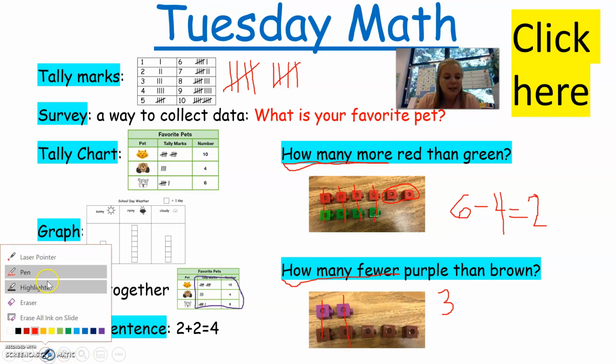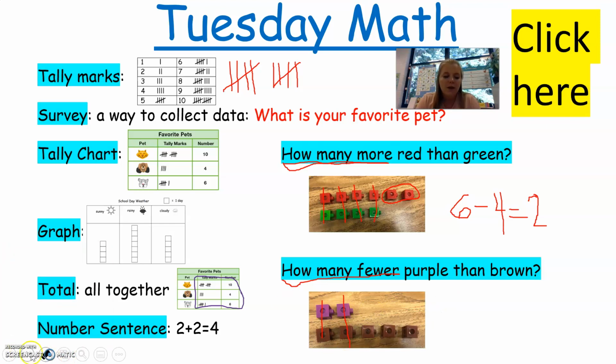What is a number sentence I could have written to find this one using subtraction? So we're going to start with our bigger number, 1, 2, 3, 4, 5. We're going to take away the smaller one, which is the purple. 1, 2. And then how many do we have left over? 3. Okay. So remember, how many fewer and how many more? You line up your pairs, and then you cross them out, and you see how many you have left over. Another way you can do it is by writing a subtraction sentence, okay? You always start with the bigger number when you're subtracting.